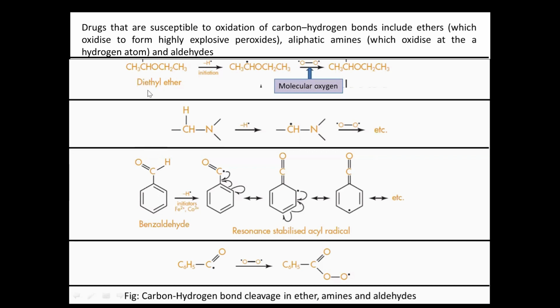For example, if this is diethyl ether, this C-H bond will break, that is, homolytic fission occurs, and it will form a free radical. The hydrogen radical and this radical of diethyl ether will react with oxygen to form different radicals. In this way, the C-H bond of amine will give a radical. These are examples of auto-oxidation of these molecules.